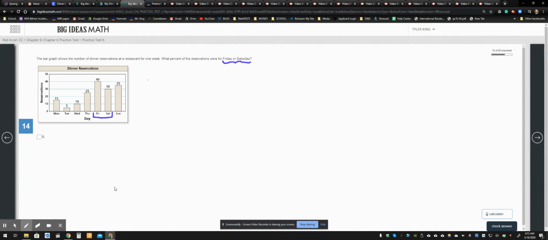Okay, so what we're going to need to do is add everything up to figure out how many reservations were made. So we'll take 15 plus 5 and get 20, plus 10 and get 30, plus 25 and get 55, plus 40 and end up at 95, plus 30 and end up at 125, plus 35 and end up at 160. Okay, so we know that there were a total of 160 reservations.